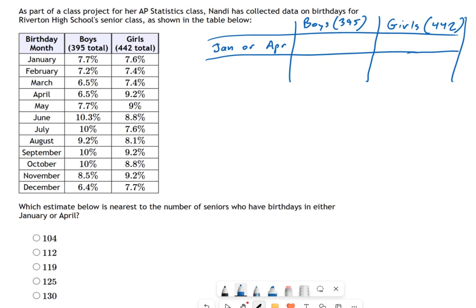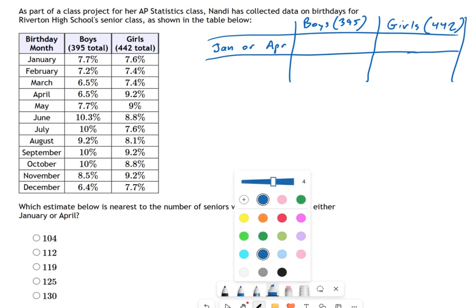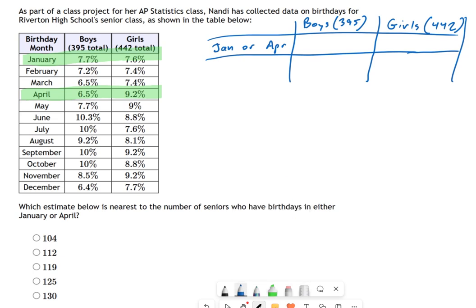And you might think, well, okay, all I have to do is add up those percentages for January and April and we're good, right? Well, it's not quite that simple. So here's January, right? And here's April. And what you have to do is approach this a little separately. You have to keep the boys and girls separated while you're calculating what these percentages mean.